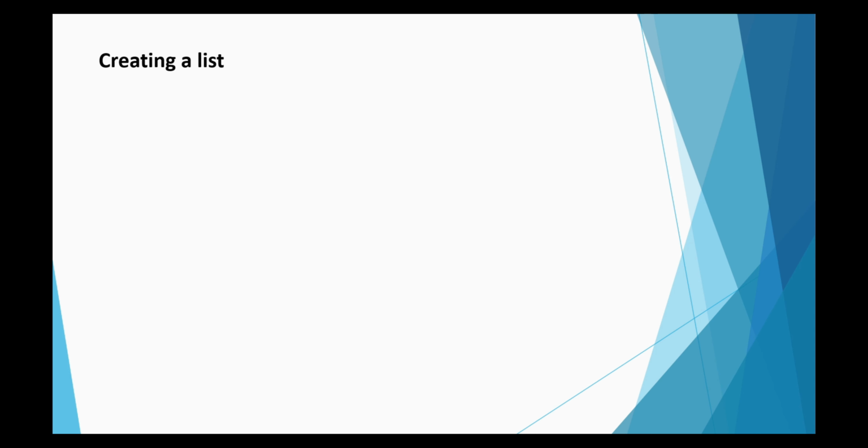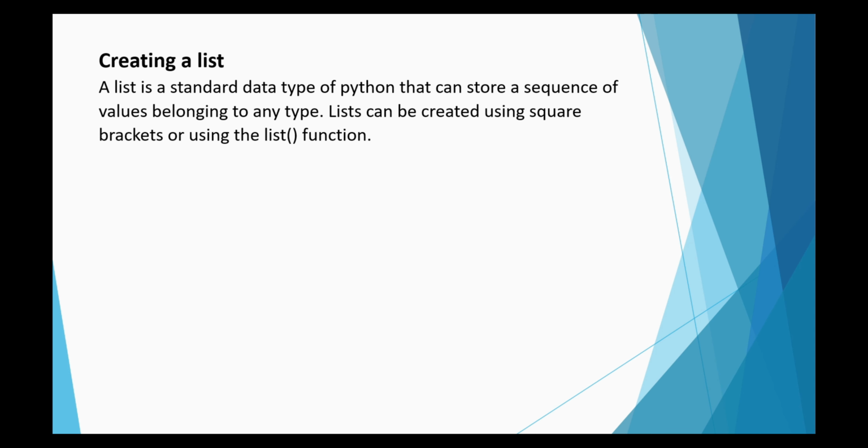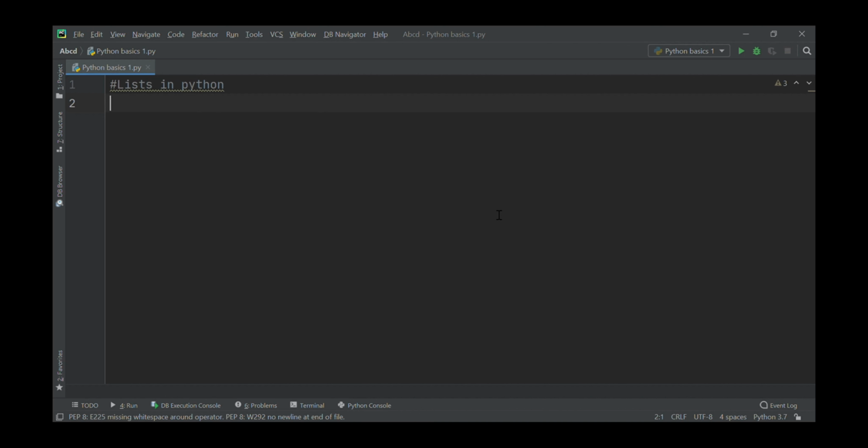A list is a standard data type of Python that can store a sequence of values belonging to any type. Lists can be created using square brackets or using the list function. This command here creates a list with no members. It is an empty list.